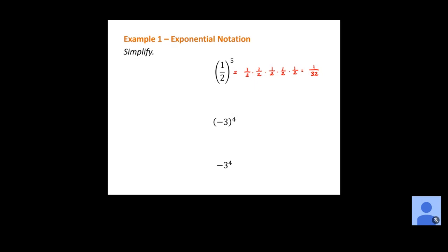All right, let's look at the second one now, okay? So now we've got negative 3 to the 4th power. So if I were to write this one out, what's that going to look like?